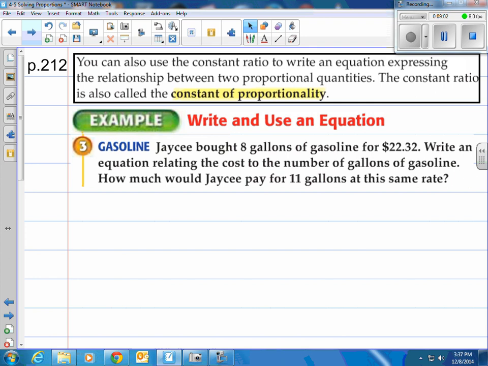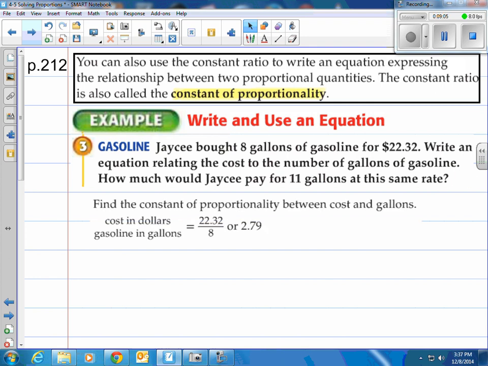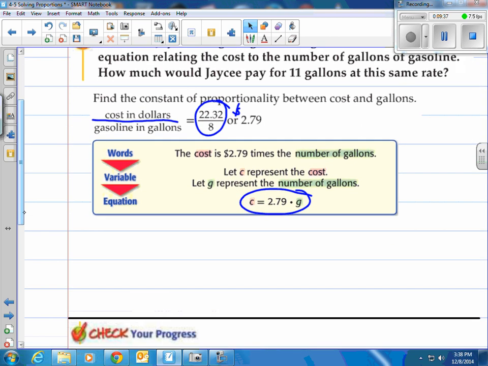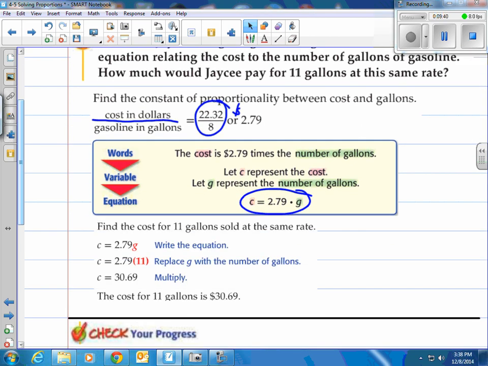Really what you're doing is finding a unit rate. It says find the constant of proportionality between cost and gallons. That's basically the cost of the gas per gallon. So we take the $22.32 and we divide by 8, and that gives us $2.79. So the cost of $2.79 times the number of gallons that you're going to buy. So they're going to say, let C represent cost, let G represent the number of gallons, and then here is the little equation we use to find out what it's going to cost you to buy gas at $2.79 per gallon.